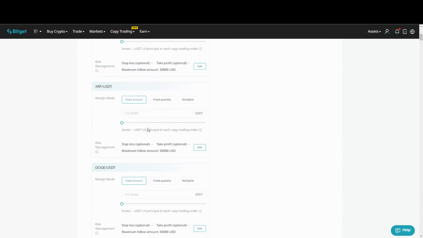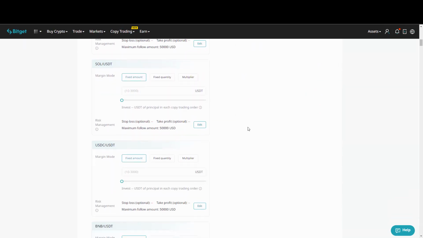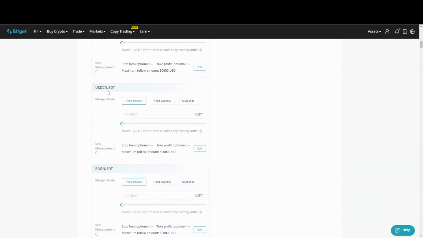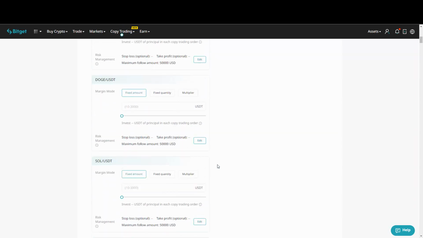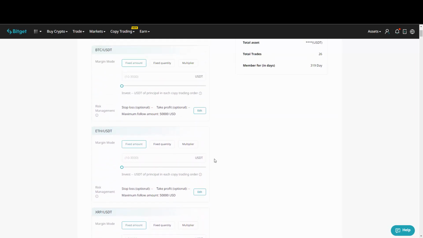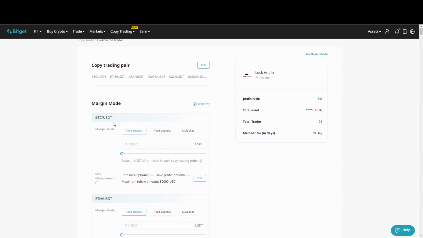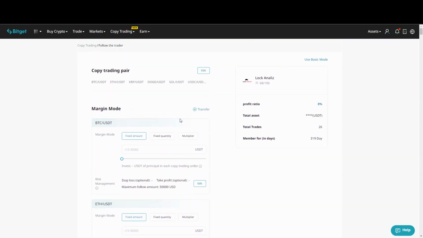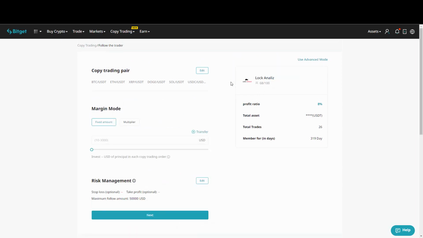Okay, so you can see like, hey, I want this trader to be more aggressive with USDC and USDT, or with BNB and USDT, but I want to be more conservative whenever there is something regarding Bitcoin. Okay, so you can do that per pair, or you can just go with basic mode, and basic mode is literally with everything here in the account.